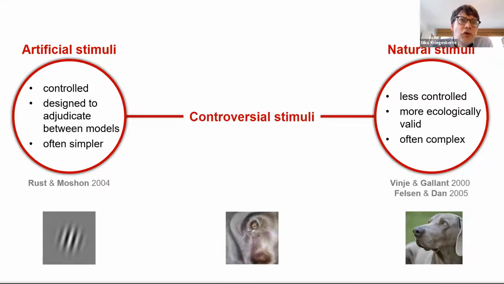We can think of controversial stimuli as a kind of synthesis of these two extreme perspectives, where you get some of the benefits of each of them. So you can have stimuli that are complex, that have some clearly natural content in them, as is reflective of knowledge that the models have learned about what things look like in the world. But they are also designed to adjudicate between models. So they give us a lot of power to make theoretical progress.